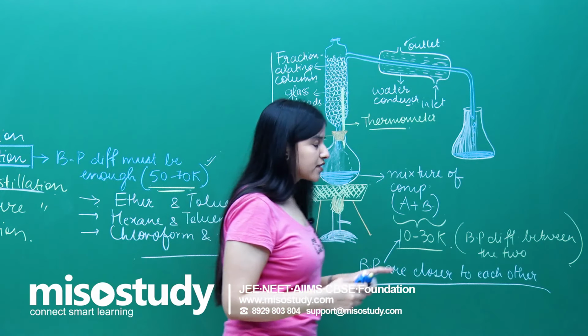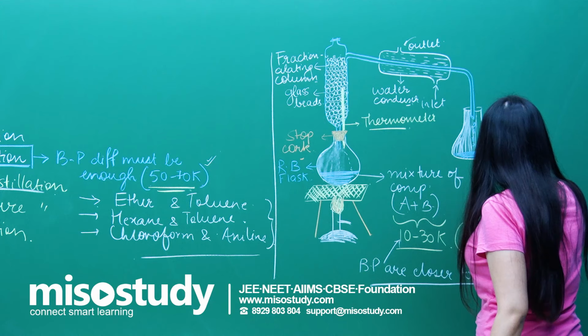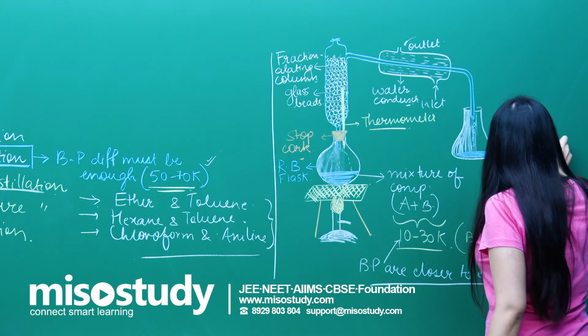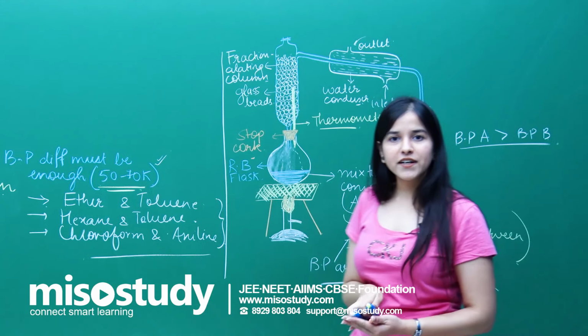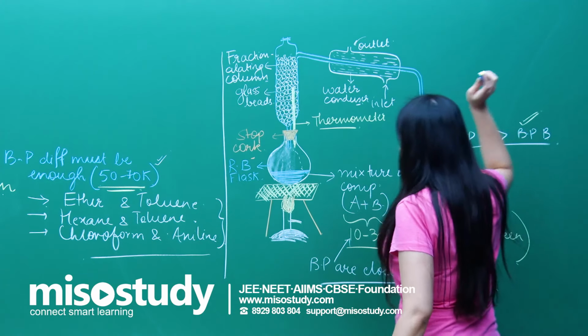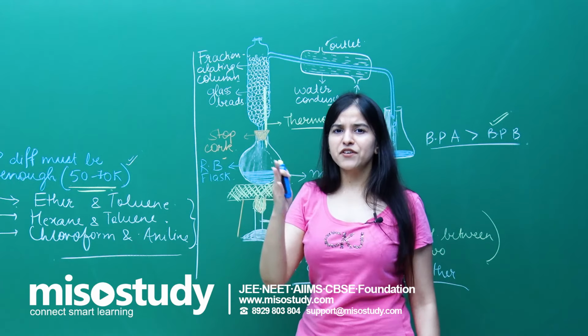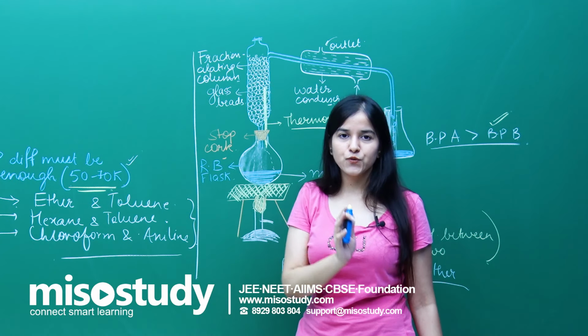So what happens is, first of all, if I just assume that the boiling point of A is greater than the boiling point of B, right? So which will boil off first? The one having the lower boiling point, so this one. So B will boil off first, travelling and travelling in the fractionating column slowly and slowly. The procedure is very slow.